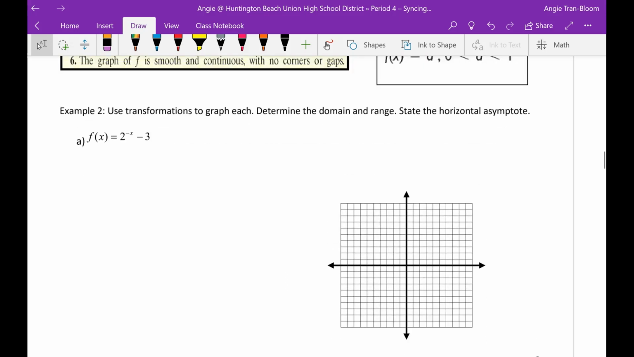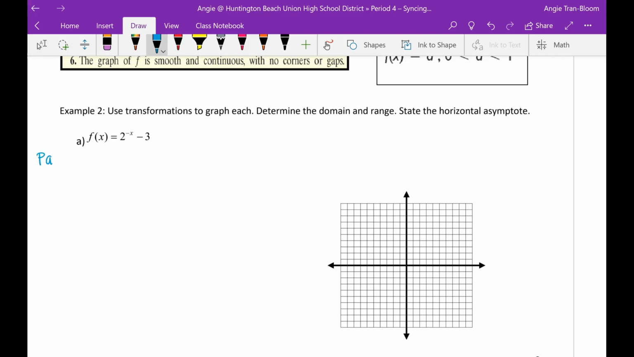Now we're going to try to do example 2. Example 2, use transformations to graph each. Determine the domain and range. State the horizontal asymptote. Now, the first 2 units of the semester, you were asked to do one graph at a time. Congratulations, you only have to graph the final answer. But you are to do the stages one stage at a time. We just don't need to graph them out. So just kind of saving you a bit of time.